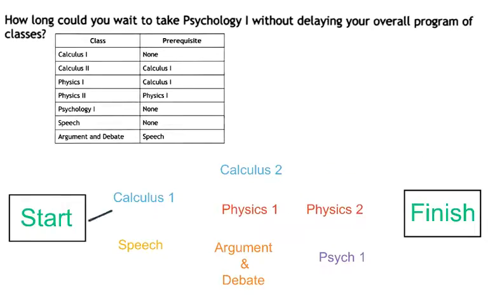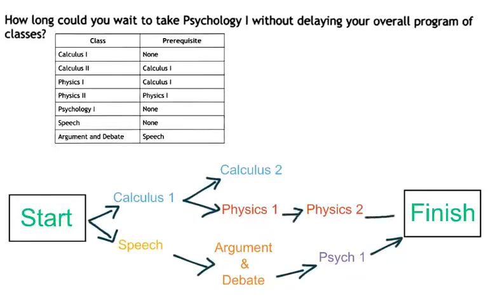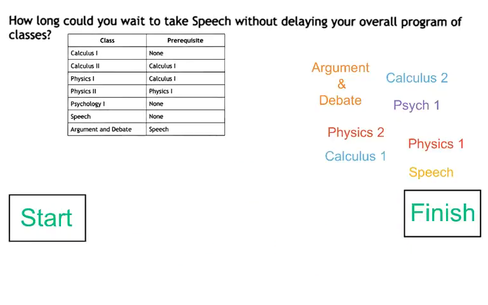So I could feasibly wait until the very end to take Psychology. And now I didn't have to take 3 classes my first semester. All I had to do was take 2. And now, how long could you wait to take Speech without delaying your overall program? Well, Speech is a prerequisite for 1 class. So we can only wait 1 semester.